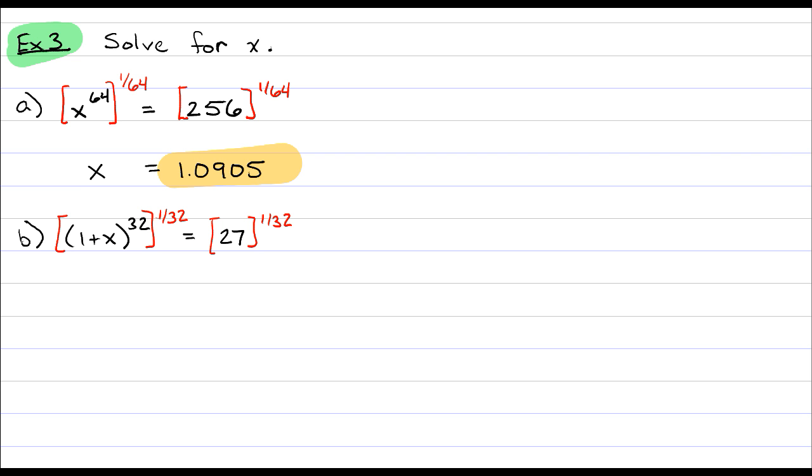On the left-hand side, the exponents cancel, and I am left with 1 plus x. On the right-hand side, I have 27 to the 1 over 32, which turns out to be 1.1085. So then I simply subtract 1 from both sides, and I get 0.1085 for my answer.